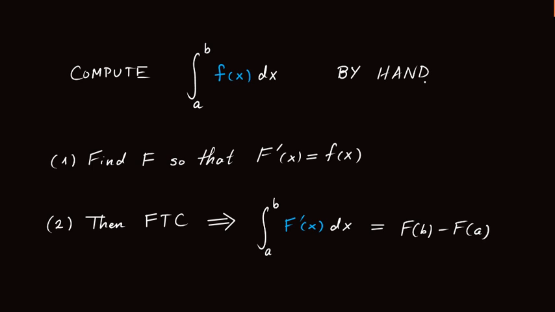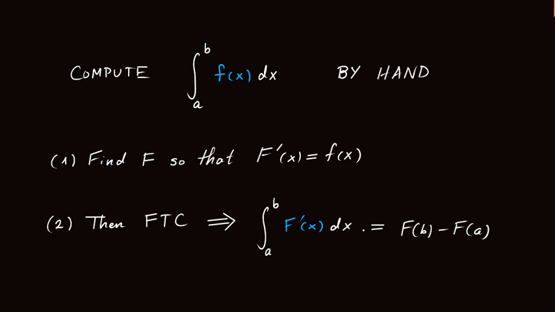Well, we're going to use the fundamental theorem of calculus, and there are basically two steps. The first is, given this function lowercase f of x, we want to find a capital F so that the derivative of capital F is the same as the lowercase function f. So given a little function f, we want to find a function whose derivative is that given function.